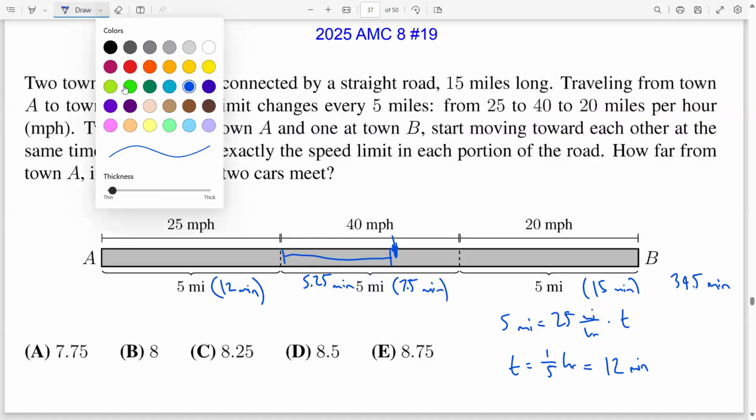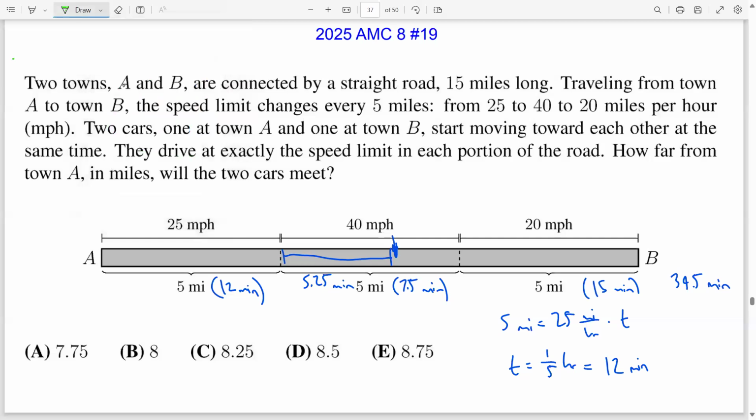So what this means is that the distance from town A until their meeting point is 8.5 miles, and that is going to be answer choice D.